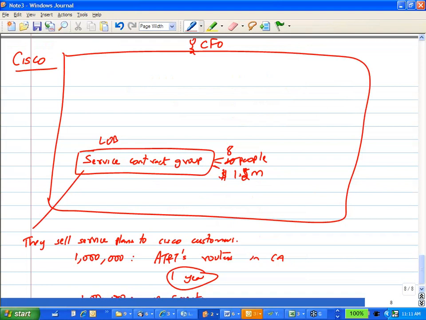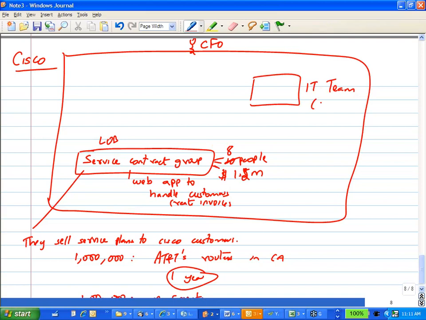Now the service contract group, of course, needs projects done. For example, the service contract group perhaps uses a web application to handle customers, to create invoices. They must be using an application, maybe a CRM application. So who does these projects for them? An IT team.